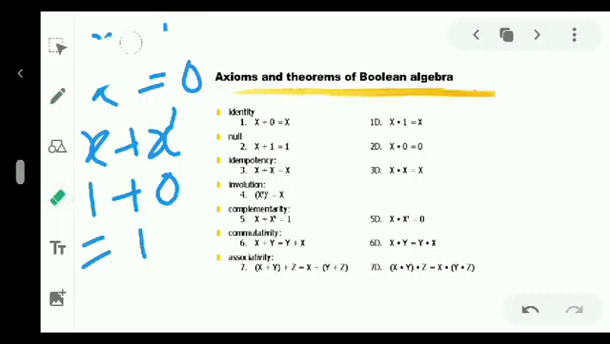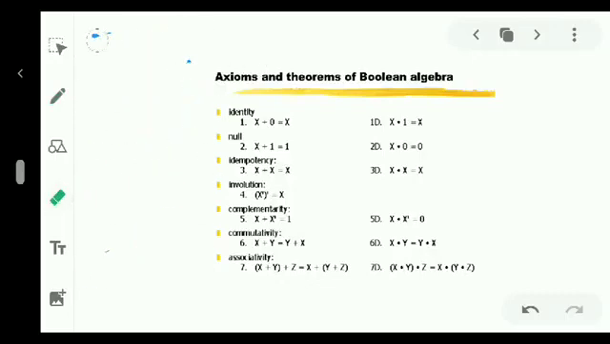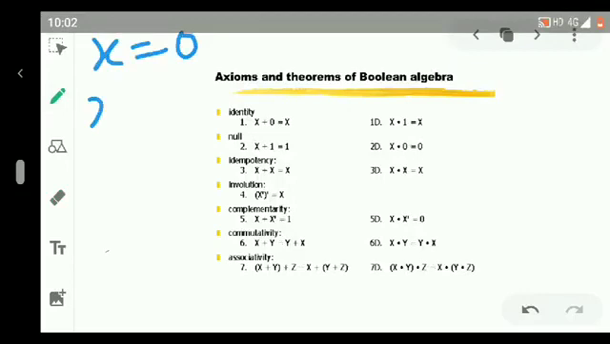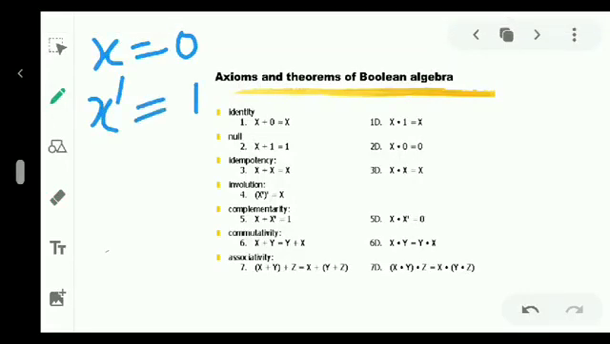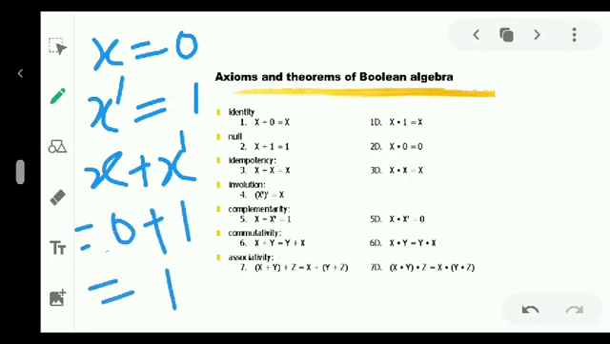Now we will check for the x value of 0. If you check for that one, then what will be the output? X value right now I am taking 0. So x bar value will be what? 1. So x plus x bar then will be what? 0 plus 1. So answer is again 1. So it is proof. If you add x with the complement of its value, then we will get only 1 as a value.